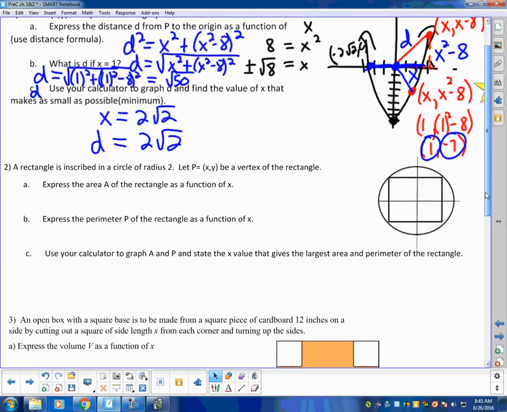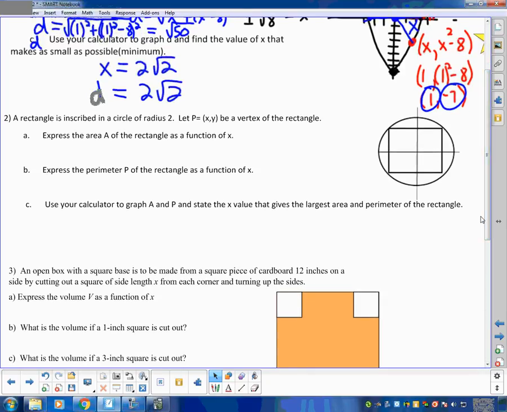All right. Number 2, it says a rectangle is inscribed in a circle of radius 2. So here's my radius of 2. You'll see where we're headed on this one as well, I think, pretty quickly. Let P equal xy be a vertex of the rectangle. So this could be P right here, x comma y. As a matter of fact, P could be at any one of the corners of this rectangle. But I'm going to stick to the first quadrant, okay?